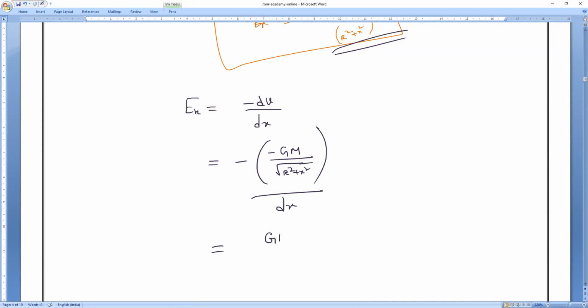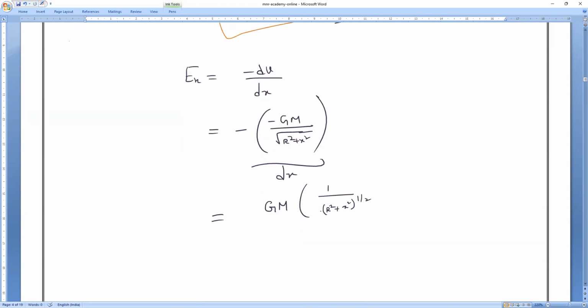So can I take GM as a constant? I will take it outside. So it will turn up into 1 by R square plus X square. Let me write that because you have to understand. So can I write this one as R square plus X square whole power 1 by 2? Am I right? Any problem for anybody? No, sir. Actually, no, sorry, not 1 by 2 square. Because, yeah, if I write this one, 1 by 2 only.